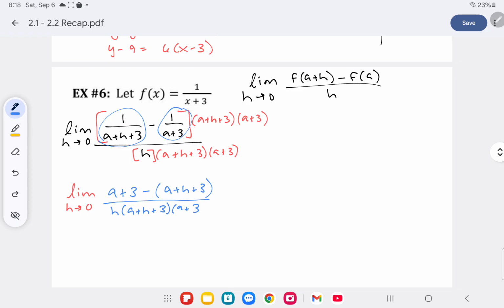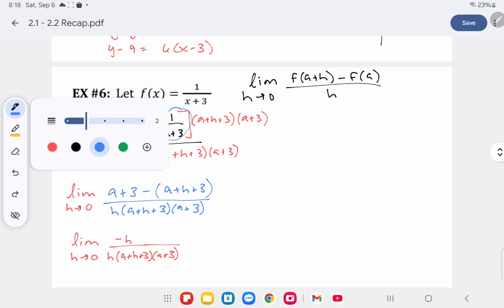I'm not going to multiply that out. That will overcomplicate things. Now in my numerator, I'm going to simplify that a bit. The a's will cancel out. I'll have a minus a. The 3's will cancel out. I'll have 3 minus 3. And so what's going to be left is a negative h over h times a plus h plus 3 times a plus 3. Now the h's will cancel out.